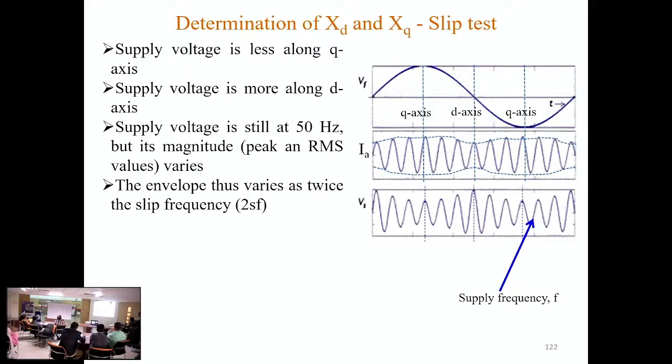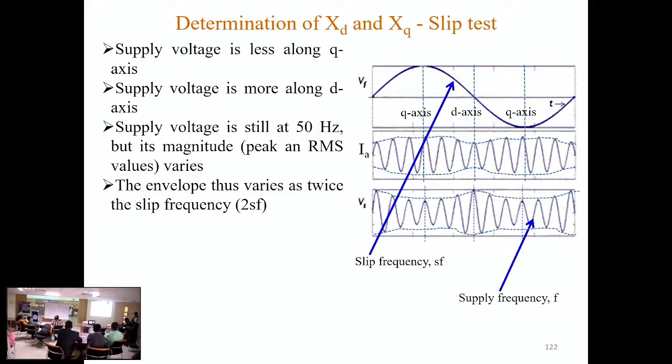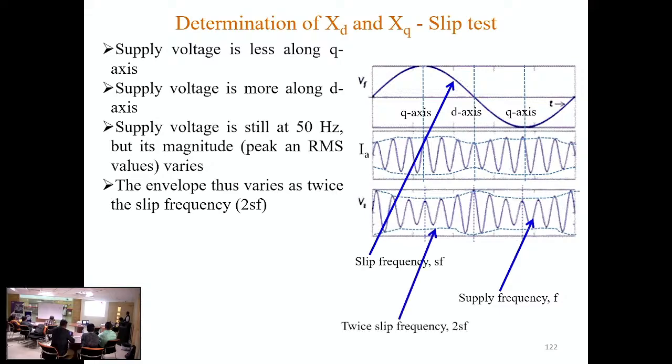Supply frequency will remain the same, that is 50 hertz. The frequency of this current and voltage will remain the same as that of the supply frequency. The frequency of this rotor voltage is SF. The frequency of the envelope of current and voltage across the armature, or through the armature, is 2SF. Okay, is it clear?